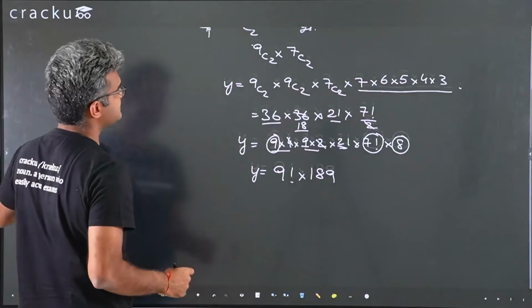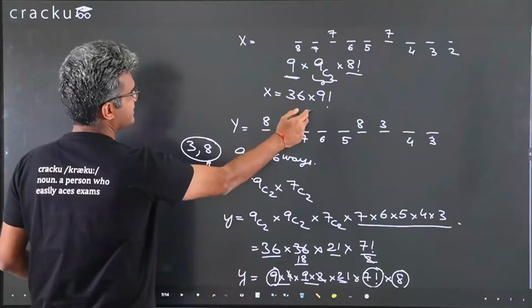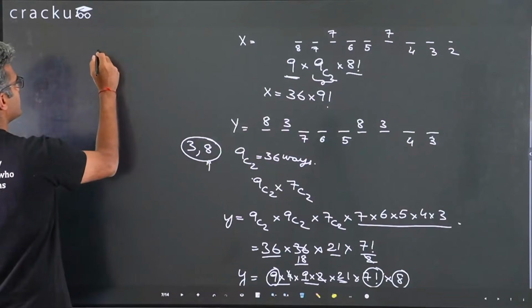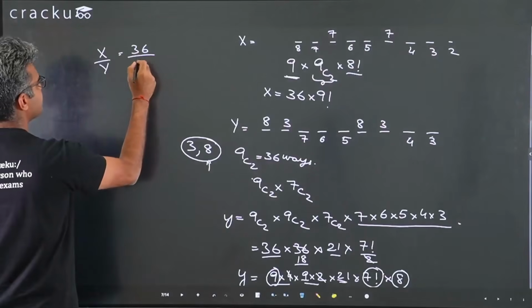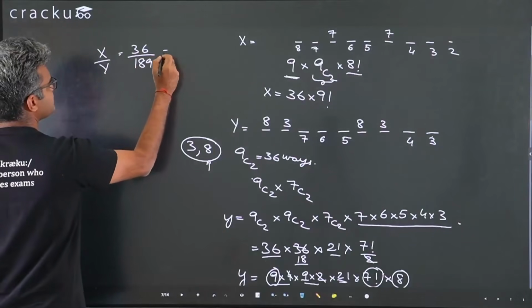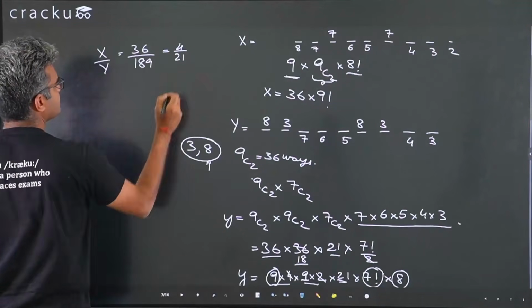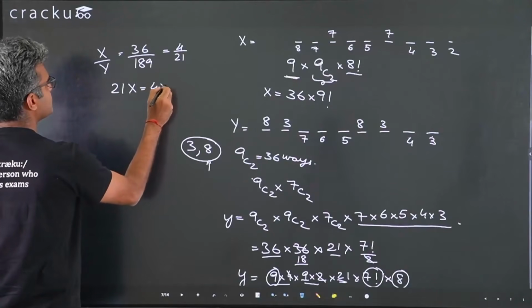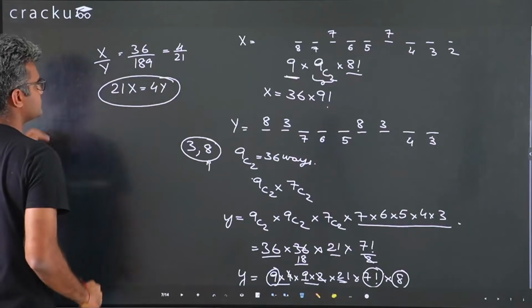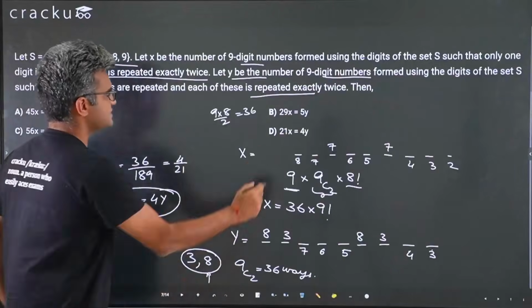The value of x is 9 factorial into 36. So x divided by y is equal to 36 divided by 189, which is equal to 4 by 21. If you cross multiply, you are going to get 21x is equal to 4y. So the answer for this particular question is option D.